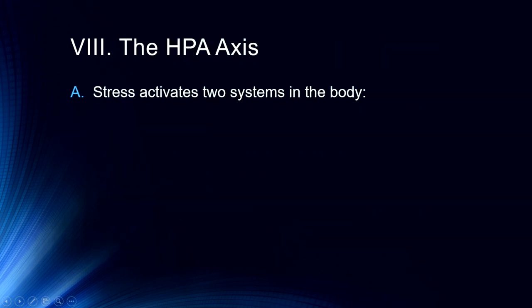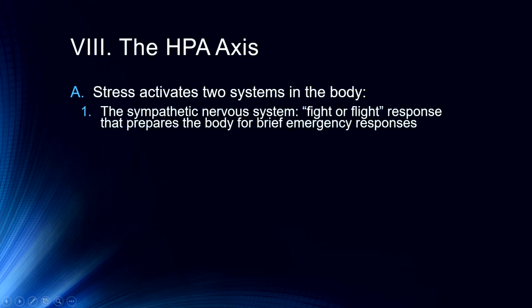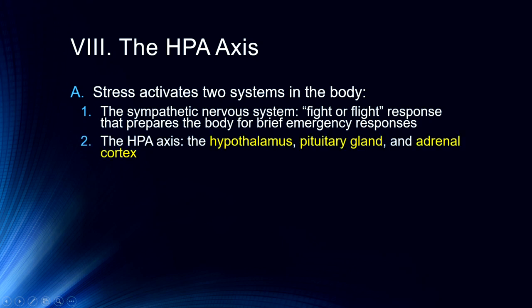I want to finish with what's called the HPA axis, and this stands for the hypothalamic pituitary adrenal axis. So we've talked about the hypothalamus and the pituitary very briefly. The adrenal cortex is located atop the kidneys and is actually part of the endocrine system. So stress tends to activate two systems in the body. The sympathetic nervous system is our fight or flight response that prepares the body for brief emergency responses. So basically arouses everything so that you have energy to fight or flee.